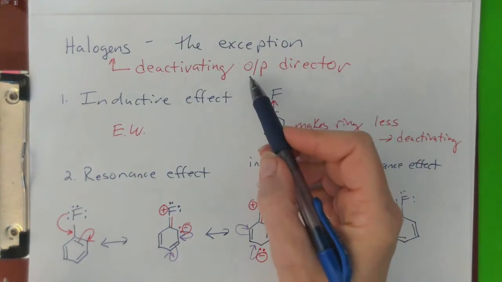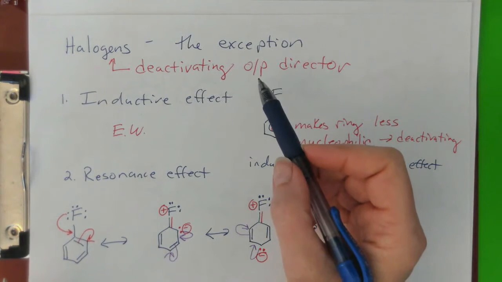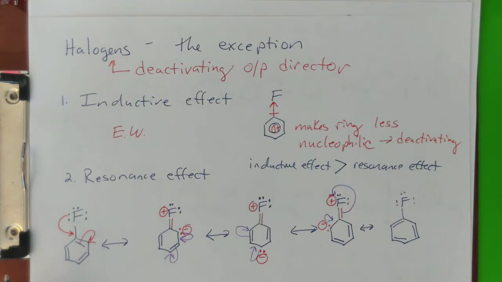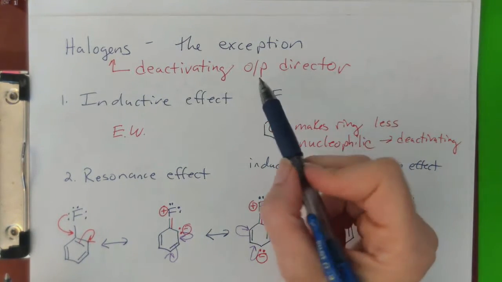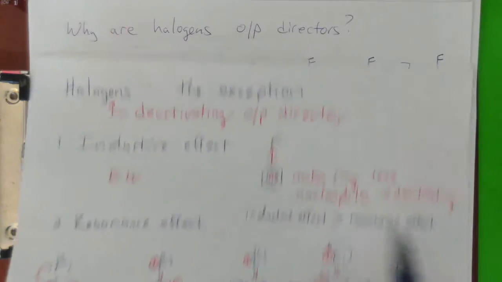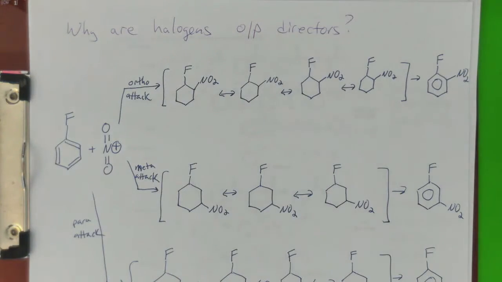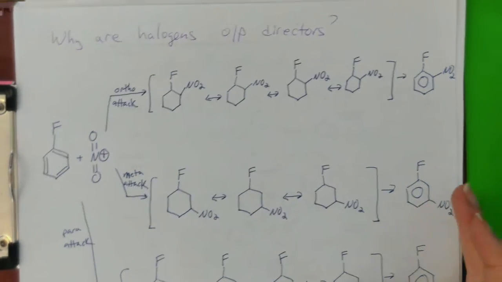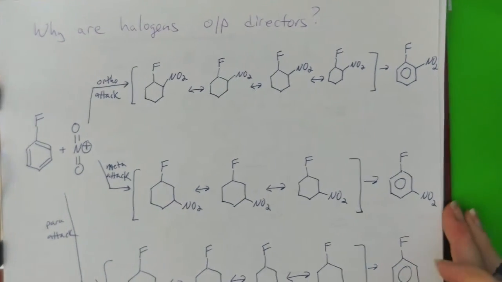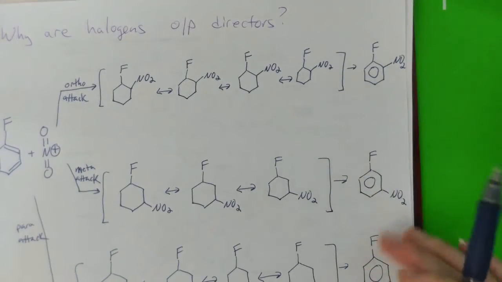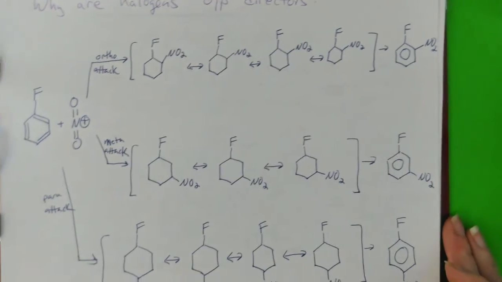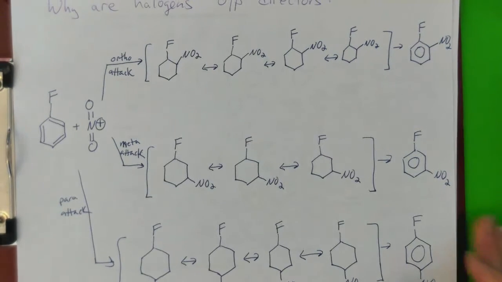So now let's explain the regiochemical outcome we see when we have a halogen on a benzene ring, why the halogens are ortho-para directors. So let's investigate, again, the stability of the arenium ions, those sigma complexes that lead to each of the regiochemical outcomes, the ortho, the meta, and the para. So let's go ahead and get started with that.